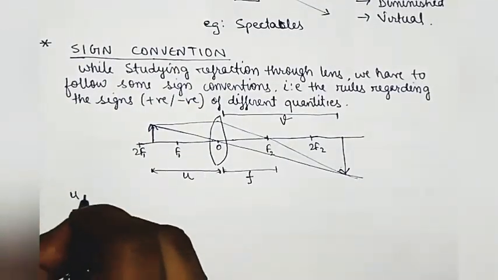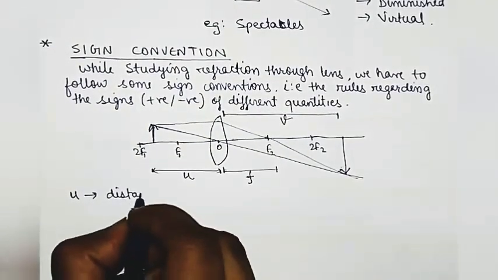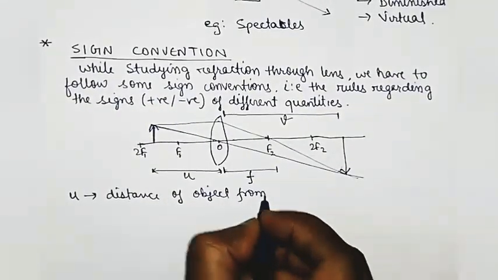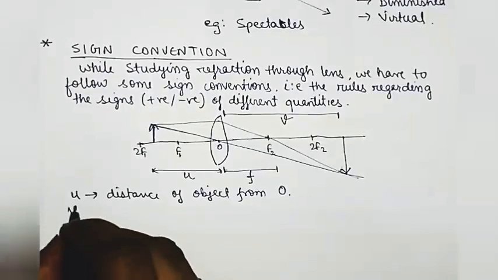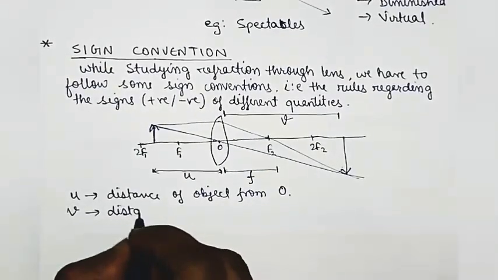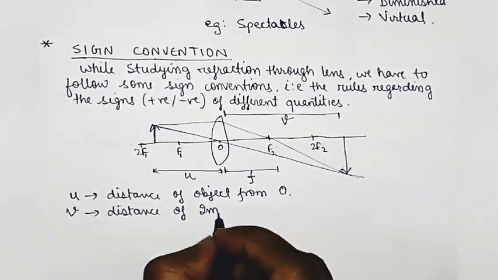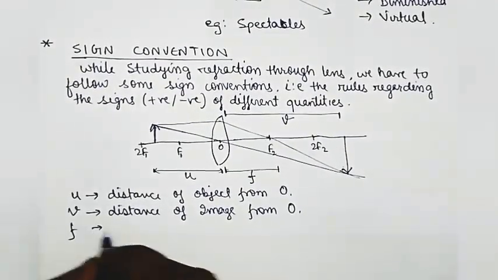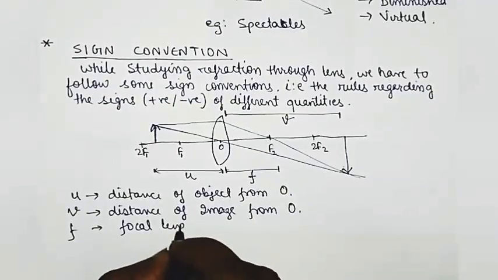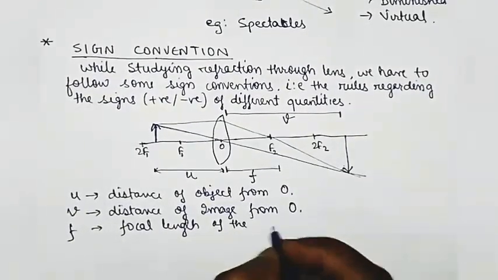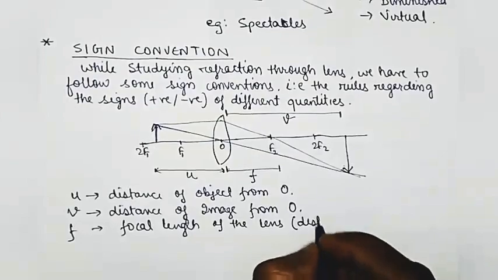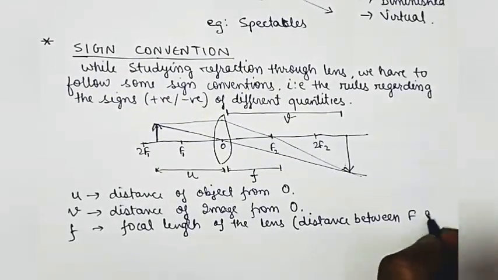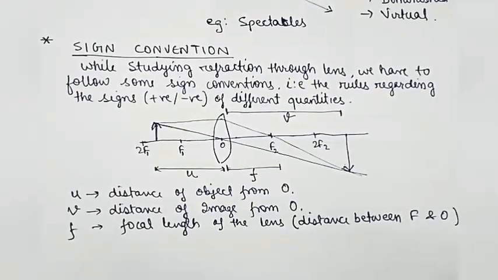I will write here, u is the distance of the object from the optical center, that is O. v is the distance of the image from the optical center. And f is the focal length of the lens, or you can say the distance between the focus and the optical center. So these are the different quantities.